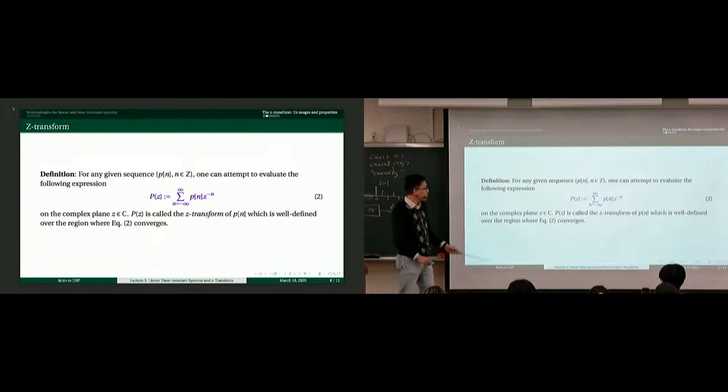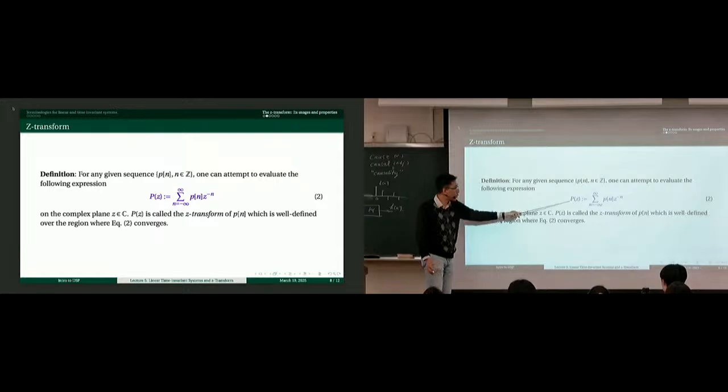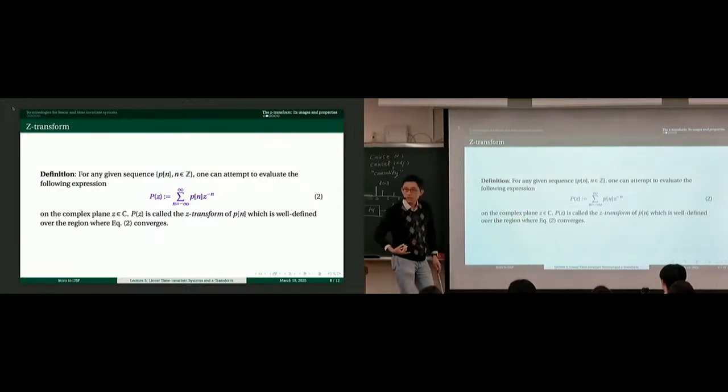Because we really want this to be a function of z, you can evaluate the transform at any one point on the complex plane. But sometimes it doesn't converge. Okay? It doesn't converge.